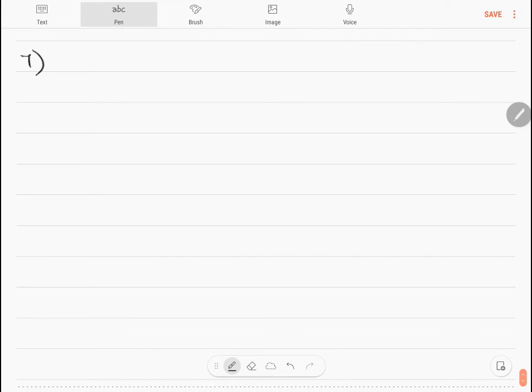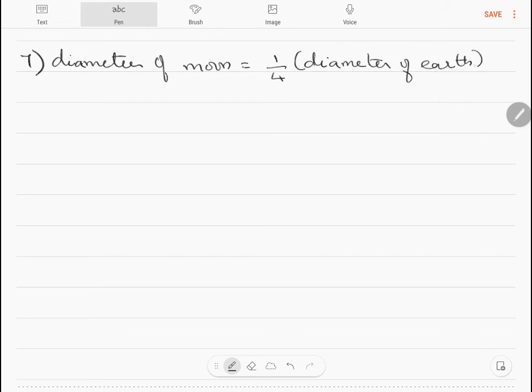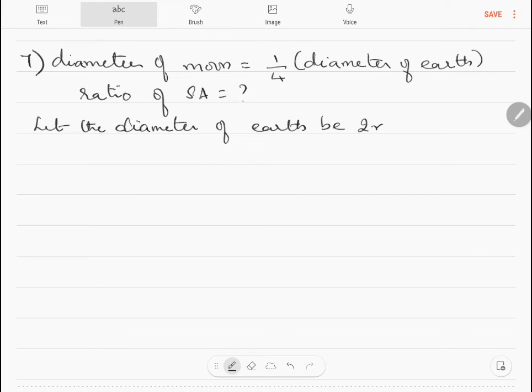Question number 7. The diameter of the moon is approximately 1/4 of the diameter of the earth. Find the ratio of their surface areas. Now the diameter of the moon is equal to 1/4 of the diameter of the earth, as given. Now calculate the ratio of their surface areas. Now let the diameter of the earth be 2r for easy calculation.